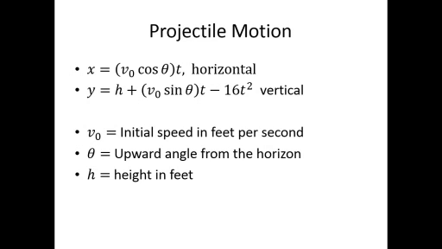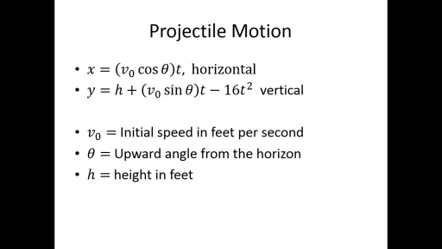y is equal to h, which is the original height, so how high you are originally. If you're shooting something off the ground, the h would be 0. If you're shooting something off of a 100-foot cliff, it'd be 100. Plus v sine theta t, minus 16 t squared.